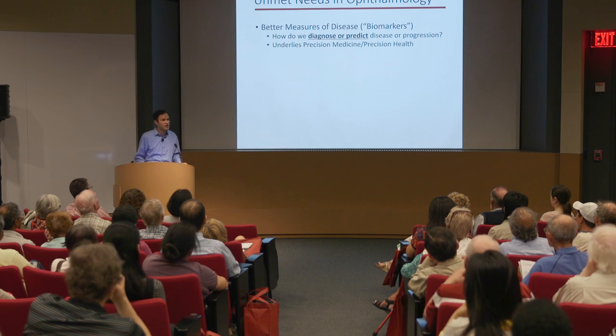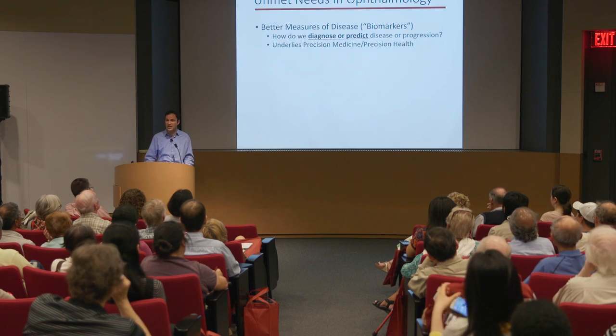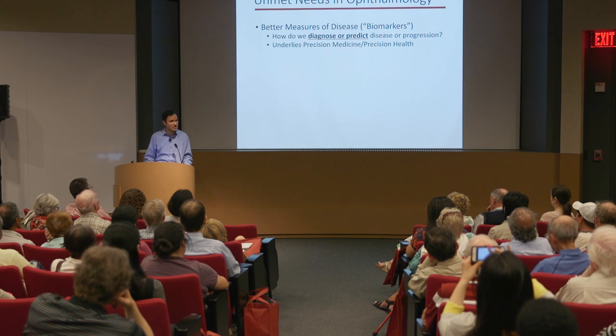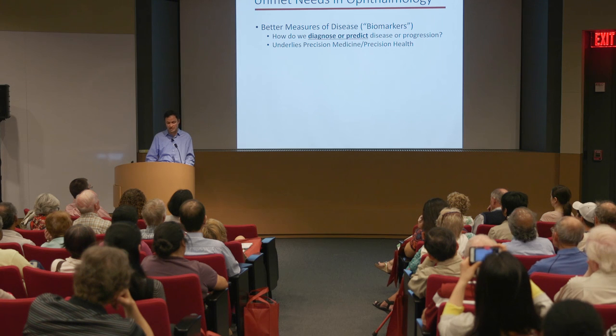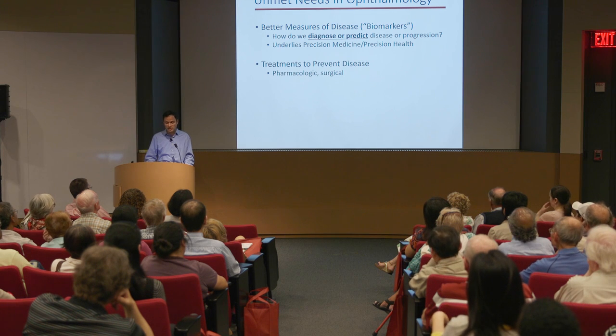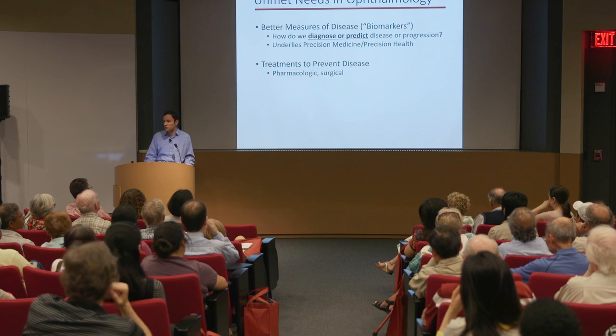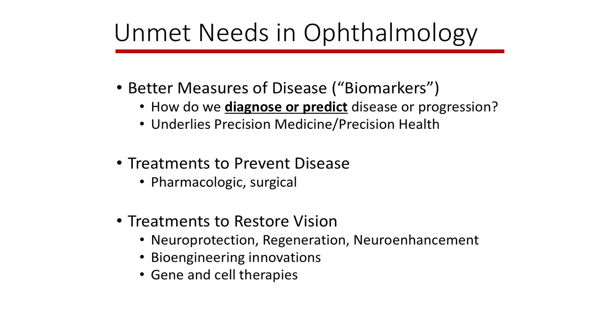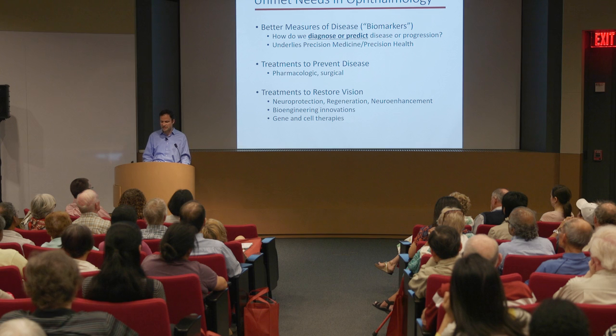So we have a number of really big unmet needs in ophthalmology. We need better measures of disease. These are called biomarkers. These are the ways that we tell whether you have a disease and whether it's getting worse or staying stable. We need treatments to prevent disease, and those could be drugs, those could be surgeries. We also need treatments not just to prevent disease, but to restore vision. So many of these eye diseases lead to irreversible blindness. And so we want to figure out not just neuroprotection, but how do we promote regeneration or even enhancement of vision? And how do we bring biomedical and bioengineering innovations to that task?